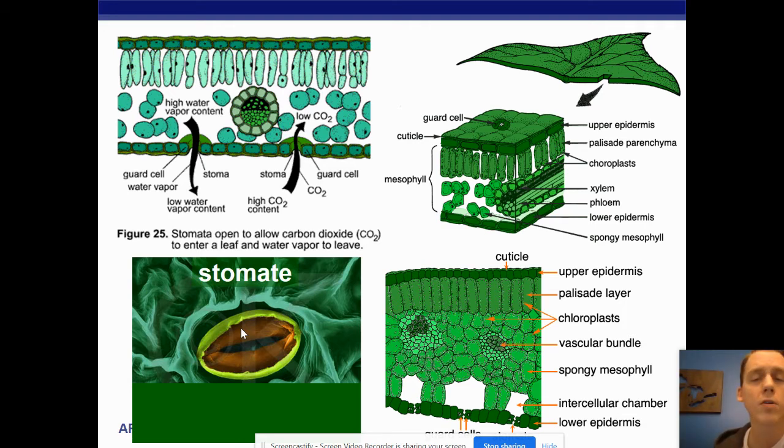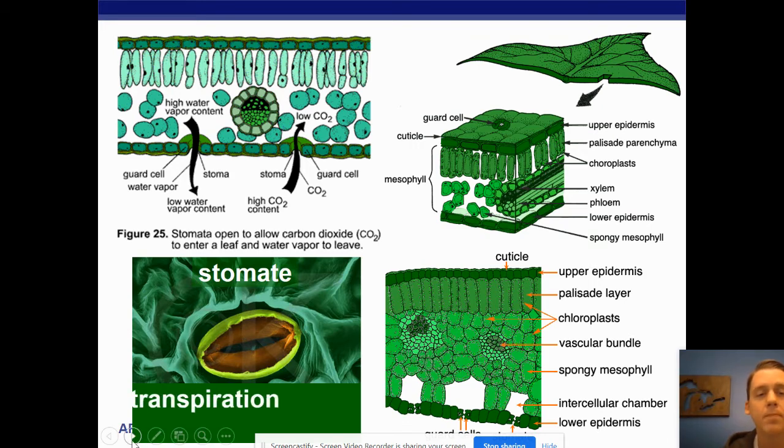It also lets out water vapor. And of course, that can be a problem for some plants because if a plant is in a hot, dry area, it doesn't want to let a lot of water vapor out. So the stomata is actually like a double-edged sword. It lets CO2 in, but it also lets water vapor out. So it has to time correctly how it wants to do that.